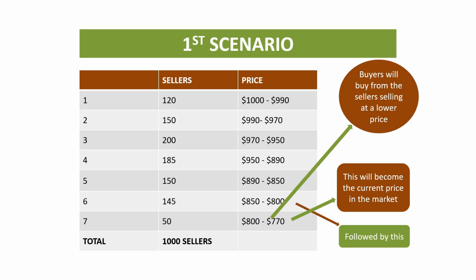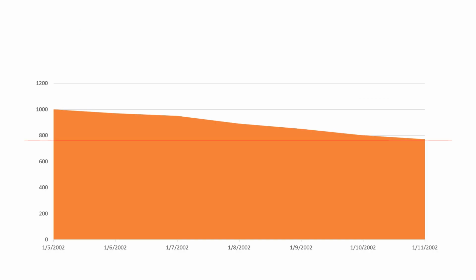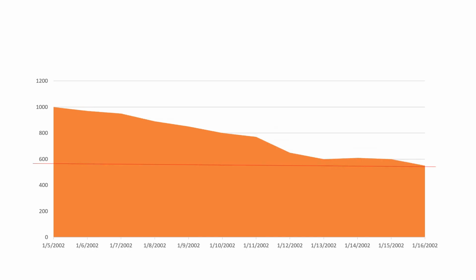The sellers in row number 7 and 6 will sell their iPhone in due time due to their price. In this case, the value of the iPhone drops from $1,000 to $800 or below. In this kind of scenario, where the supply is more than the demand, this is the kind of market movement that will occur. And if this trend continues, the value of the iPhone tends to drop more and more.